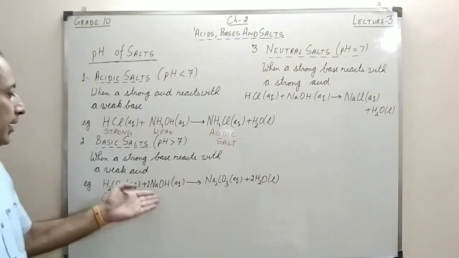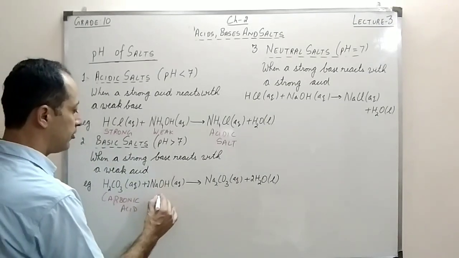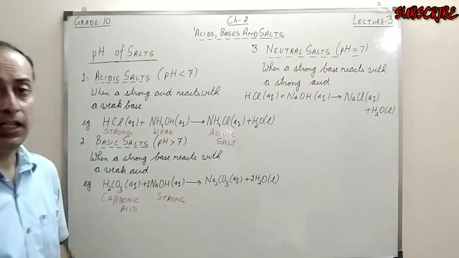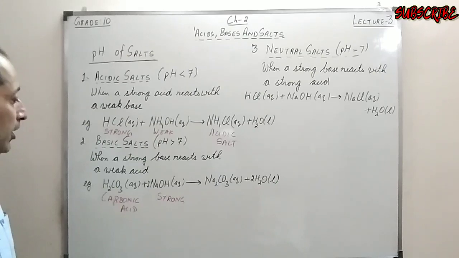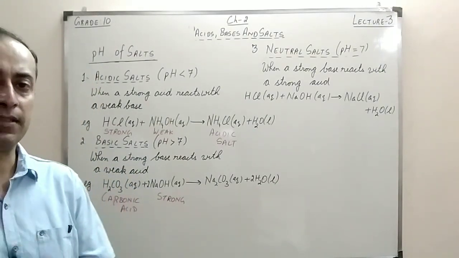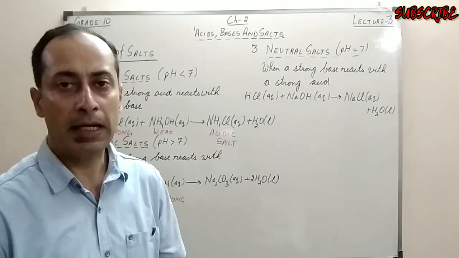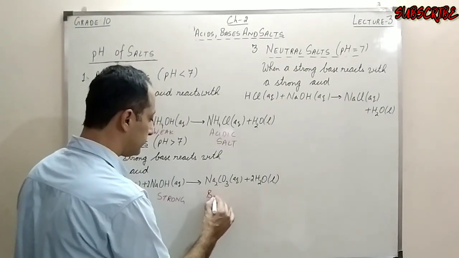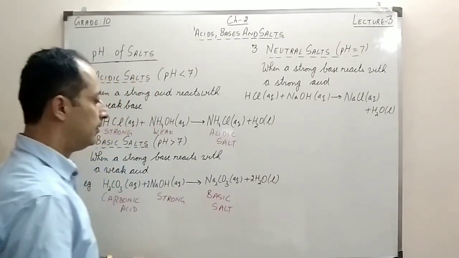Right? And this is NaOH, sodium hydroxide, a strong base. So what happens when they react with each other? The carbonic acid is not able to completely neutralize sodium hydroxide, and due to the presence of an excess number of hydroxide ions, the salt which is formed, sodium carbonate, is a basic salt. So this is a basic salt, right?